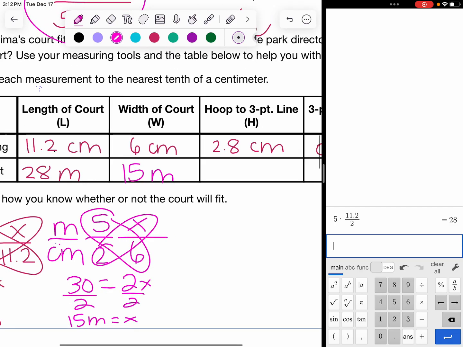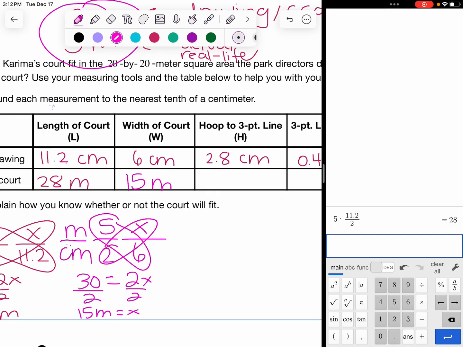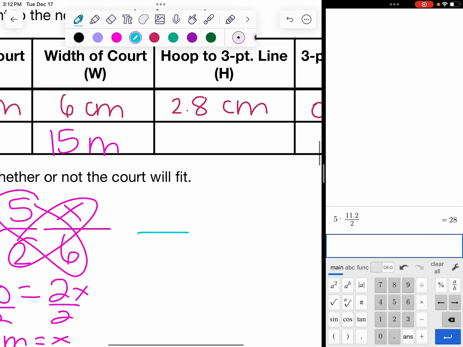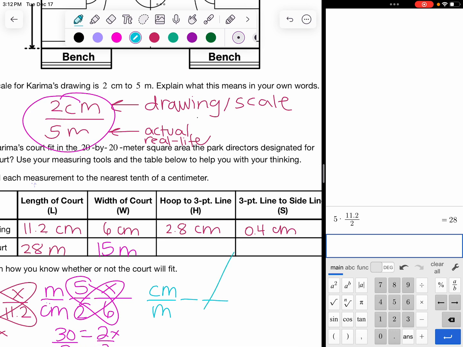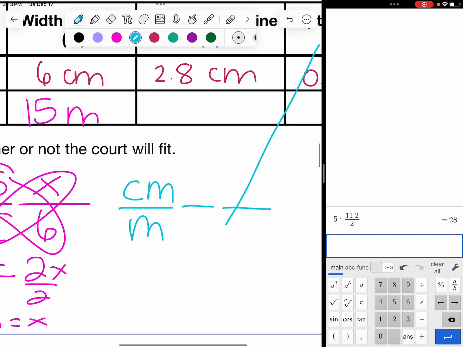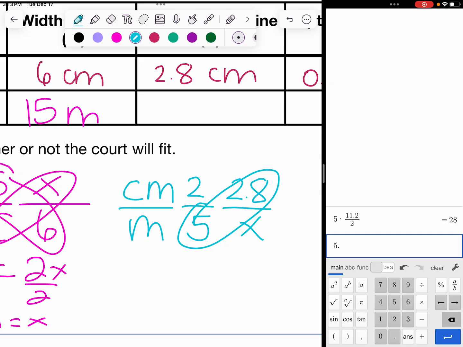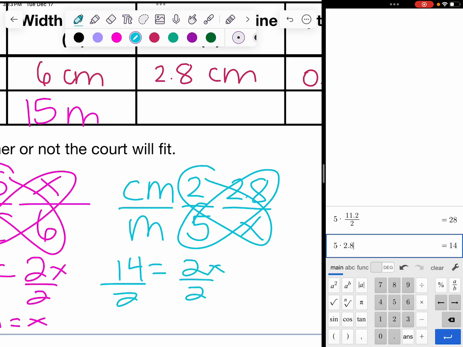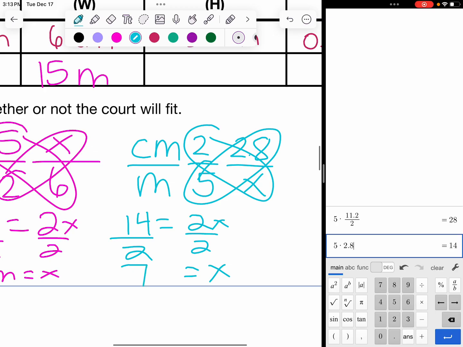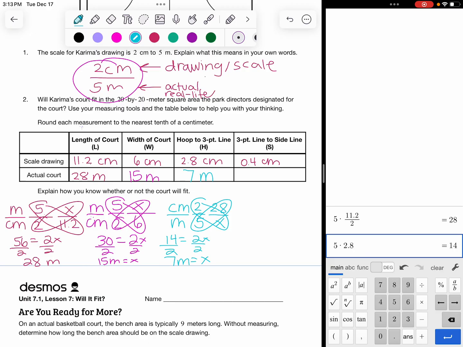Moving on to our hoop to the 3-point line. It's 2.8 centimeters. We're going to do our butterfly again, still talking centimeters and meters. It was 2 centimeters to 5 meters, and then we had 2.8 centimeters, x on the bottom. 5 times 2.8, I don't know what that is off the top of my head, we get 14. 2 times x equals 2x. We divide by 2, and I get x equals 7 meters. So that is our answer for the hoop to the 3-point line.